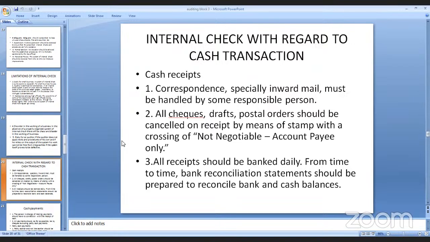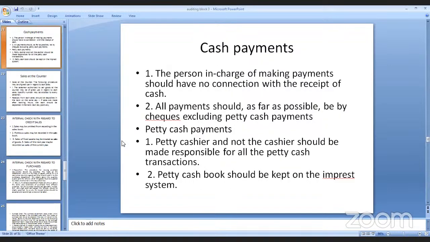Next, internal check with regard to various parties we have. So we will discuss cash payments. The examples of cash payments I have given: receipts of cash, all payments like checks, including petty, small cash payments. And the petty cashier will take care of the small cash payments in an organization.